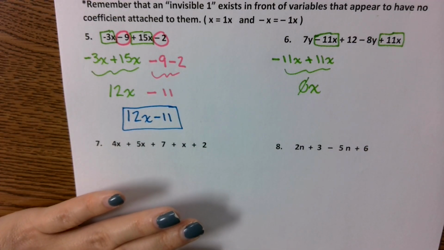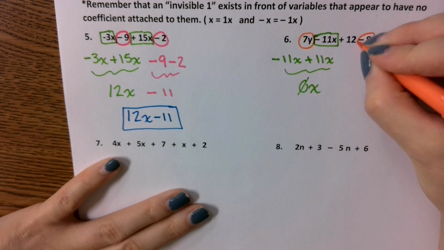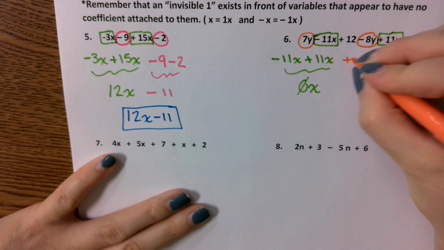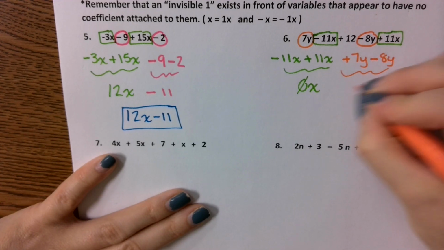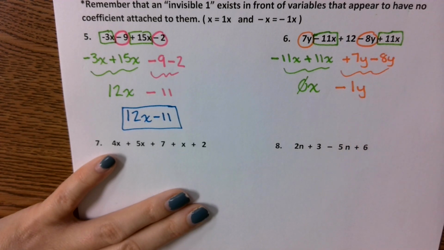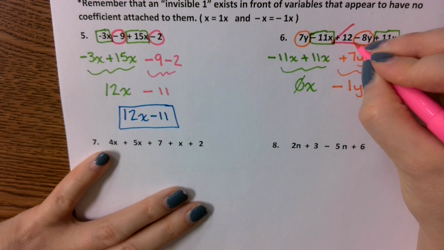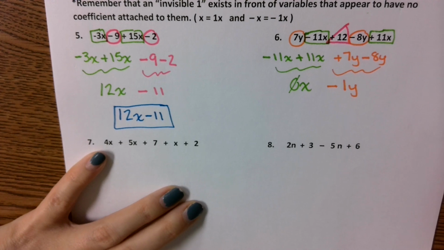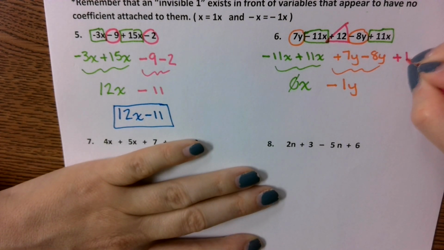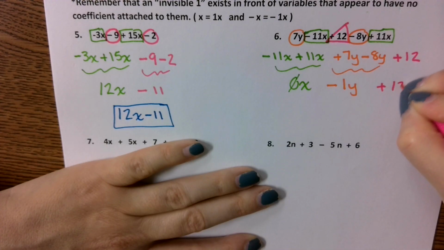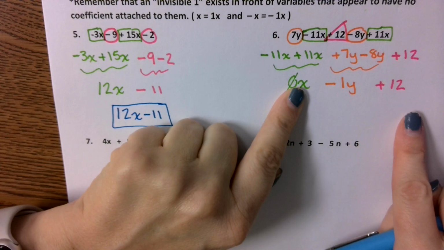Then we have our positive 7y and our negative 8y. So a positive 7y and a negative 8y is going to come out to a negative 1y. But then we still have this positive 12, that constant that doesn't have anything that's a like term to it, but you still have to write it down. You still have to write it down. So then when you write your final answer, I don't need to write the 0x.